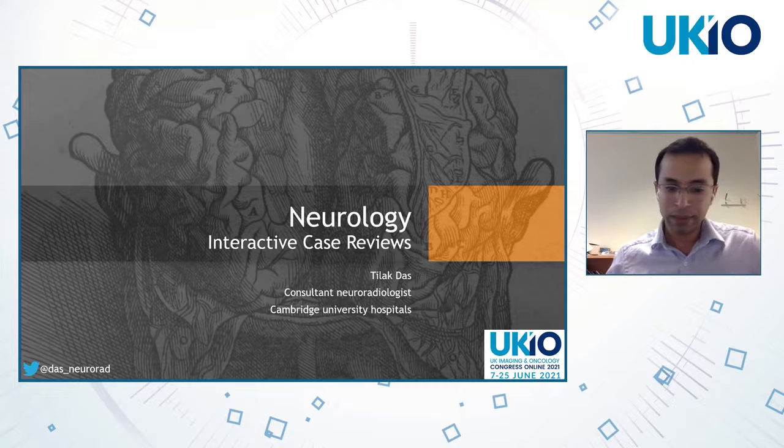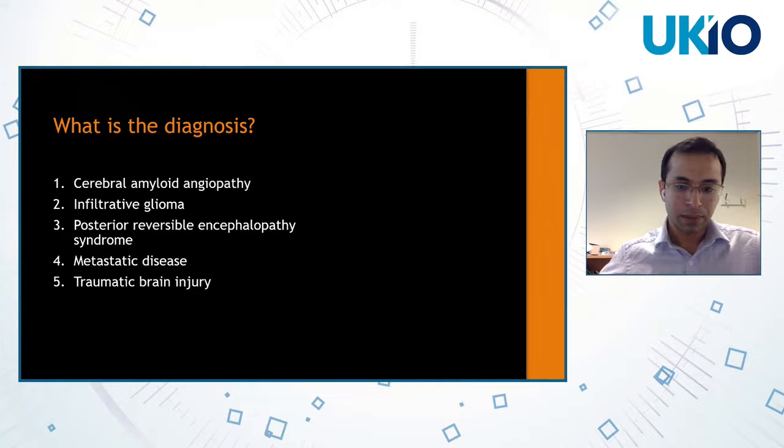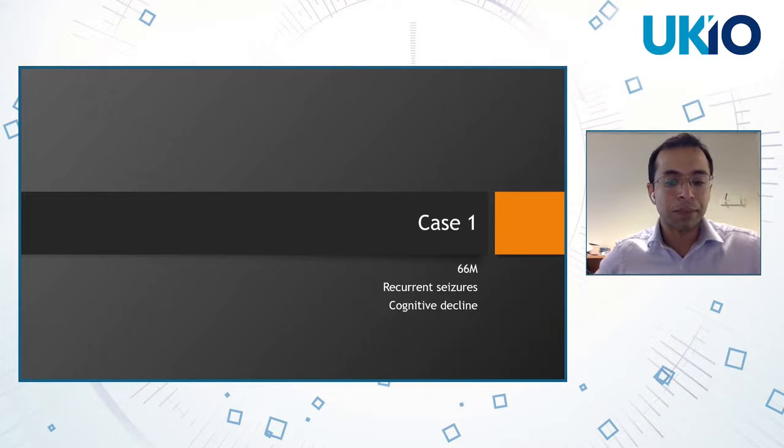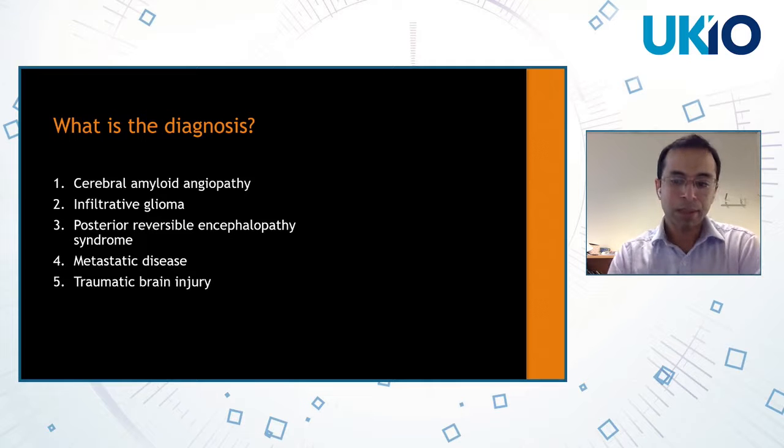So case 1. Here we go. Case 1 is a 66-year-old male who's presented with recurrent seizures and cognitive decline. For those watching the recording, this will be the question that I ask: what is the diagnosis? Great. So I am now going to share my screen.